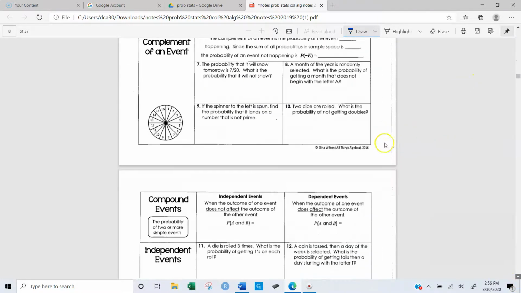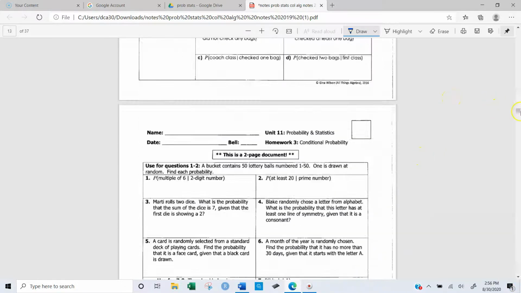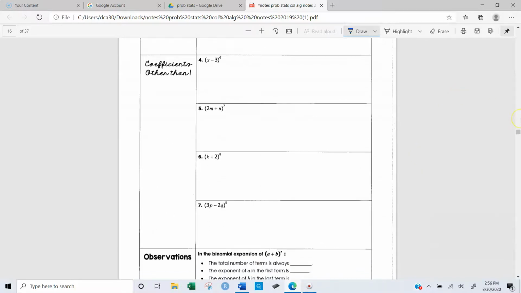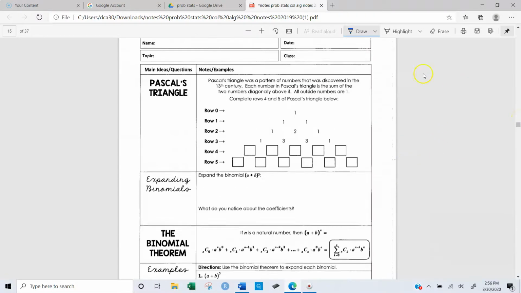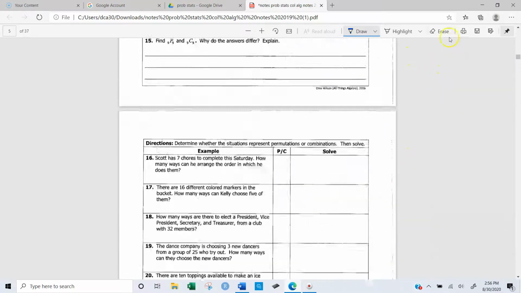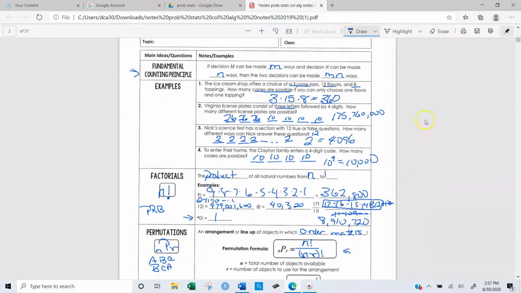Oh, why is this going crazy? Stop. Let's see if we can get back up to where we were. All right, it is. Sorry about this, people.